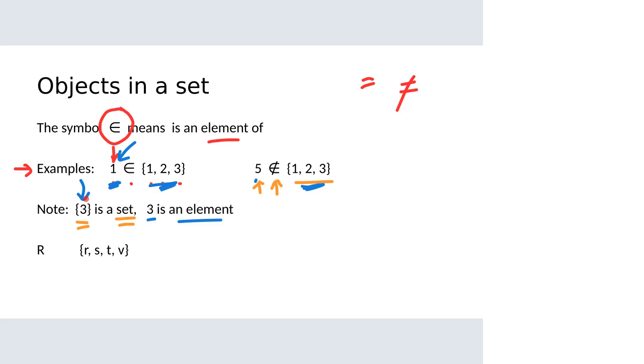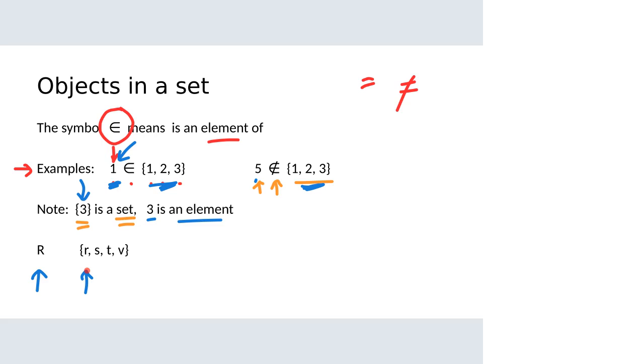Something that could cause a little confusion is down at the bottom there, R, and the set {R, S, T, V}, and whether or not it would be an element. This is a capital R, this is a lowercase r. Those are different from each other. And Laura may be ahead of me here. I'll give her a chance.